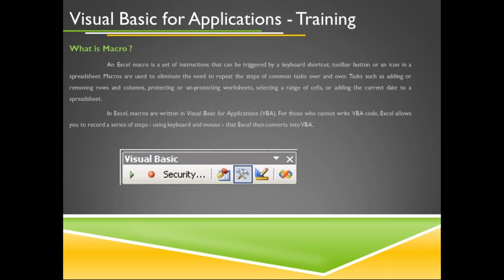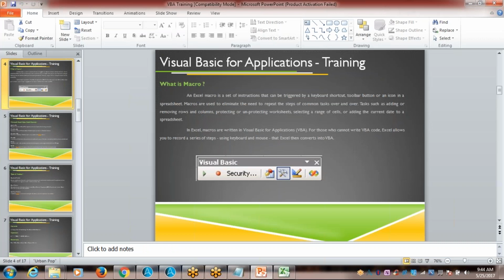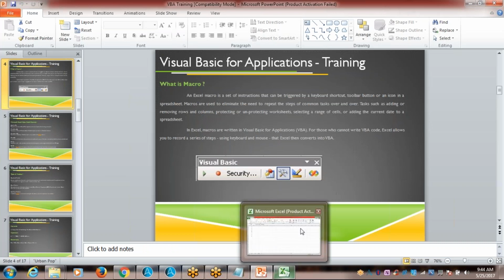In Excel, macros are written in Visual Basic for Applications. For those who cannot write VBA code, Excel allows you to record a series of steps using keyboard and mouse, which Excel then converts into VBA. I will show you. So today we will start with record macro, and how we can make use of the record macro option.